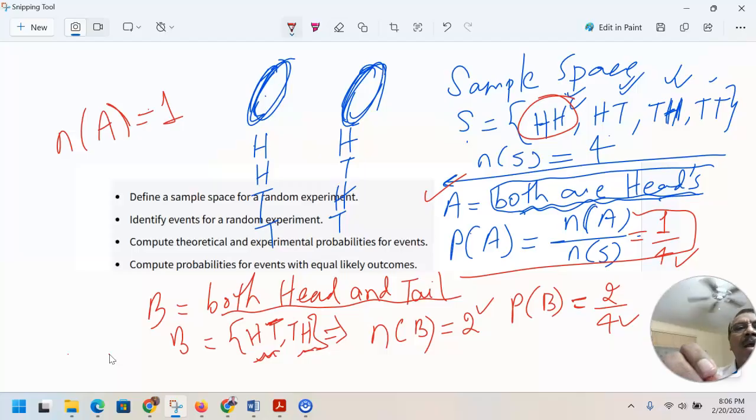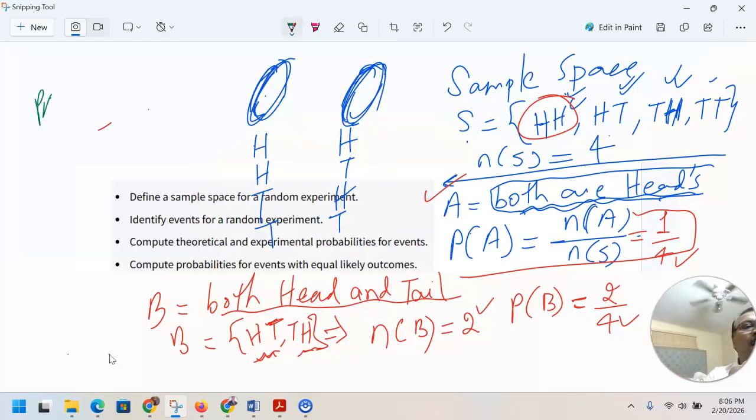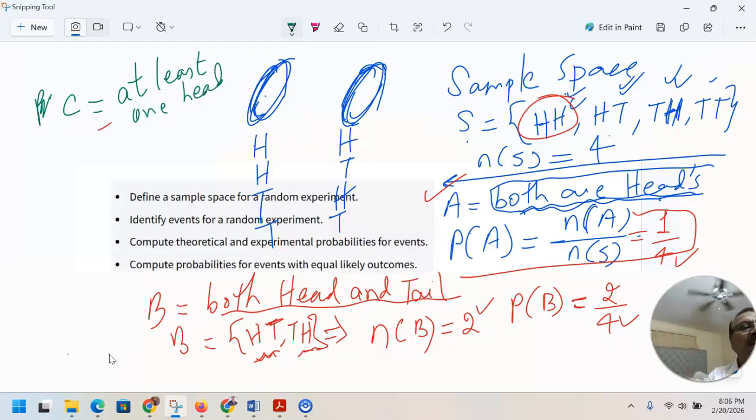Let me have another example of probability. A lot of examples you can think of. If I write event C, maybe at least one head. Let's understand this: at least one head. What does that basically mean? It means the sample space would be either both are heads, or head and tail, or tail and head.